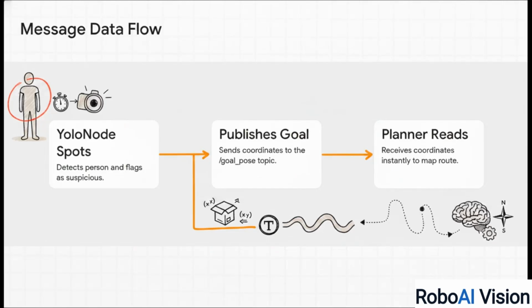Let's trace a real message through our surveillance pipeline. Say our YOLO node spots someone loitering for over 5 seconds. Highly suspicious. The YOLO node instantly constructs a pose-stamped coordinate message and publishes it right to the goalpost topic. Meanwhile, the planner node, which has just been quietly subscribed to that exact topic, receives those coordinates instantly and wakes up to map a route. Notice something there? The YOLO node and the planner node never actually talked directly to each other. The topic facilitated the whole thing.